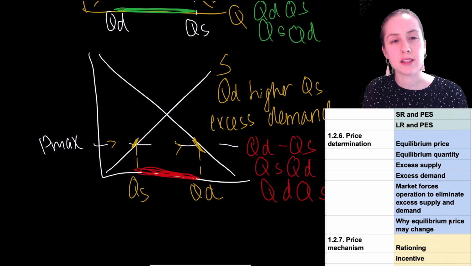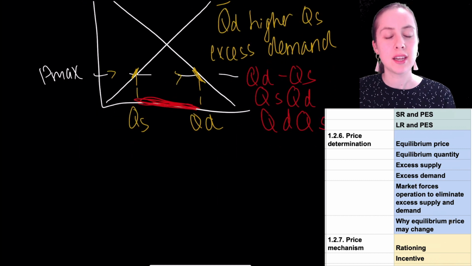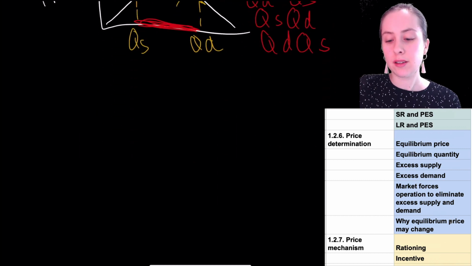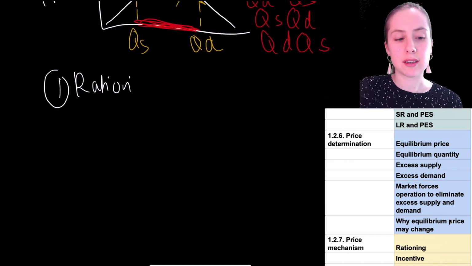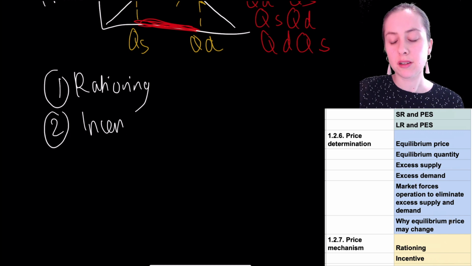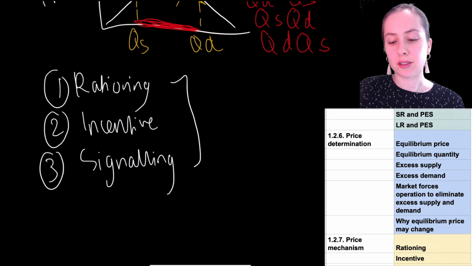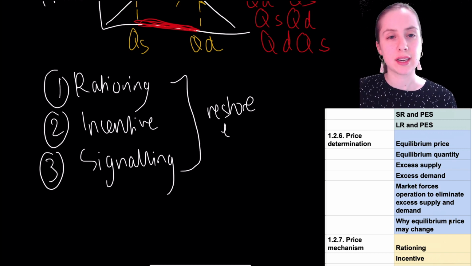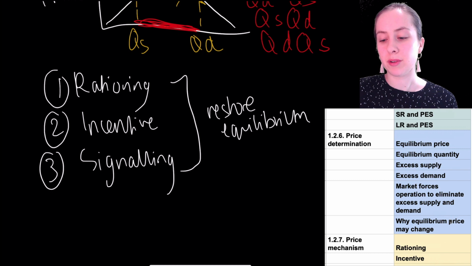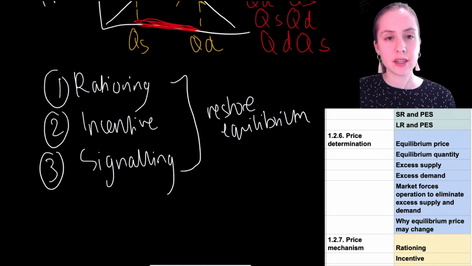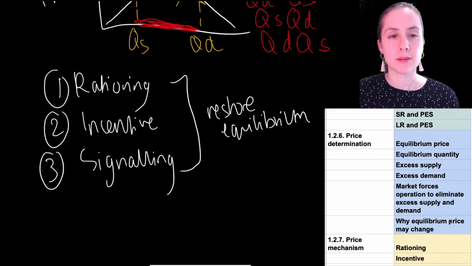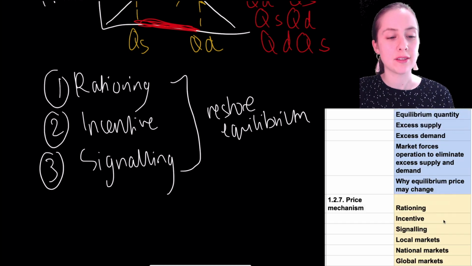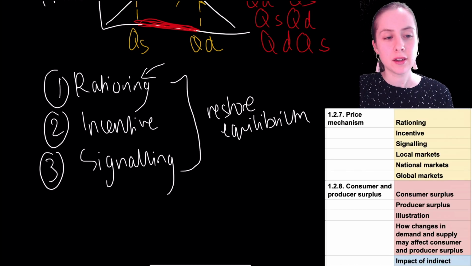Usually, free markets will eliminate excess demand and excess supply. It's going to eliminate them through three things: the rationing function, the incentive function, and the signaling function. These three things are going to eliminate excess demand and excess supply and restore an equilibrium. I'd like to show you how that works, but that's out of scope of this video, so that's more detailed. Take a look and I will make a video on that.